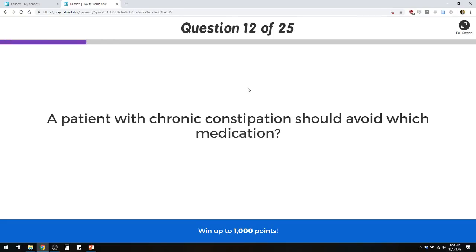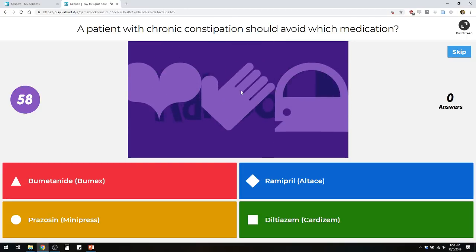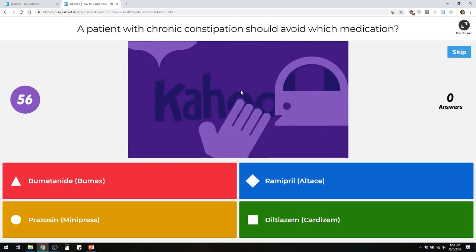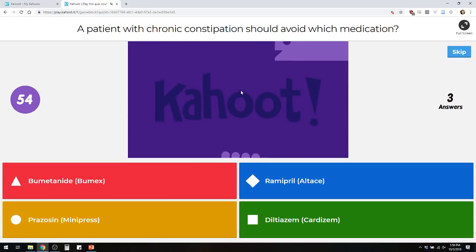A patient with chronic constipation should avoid which medication? Bumetanide, ramipril, prazosin, or diltiazem. What do we think?